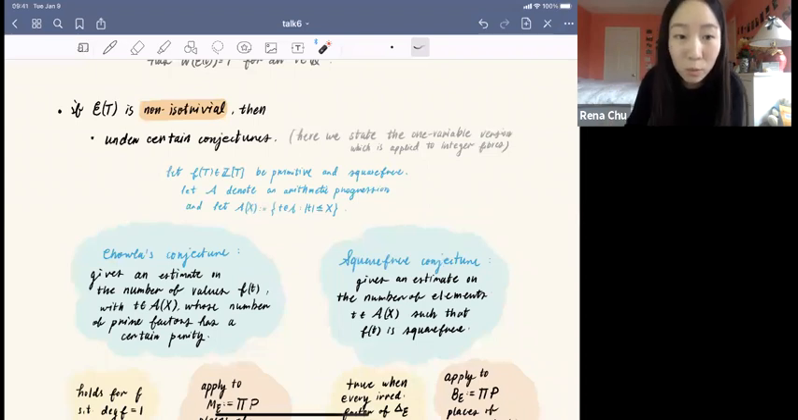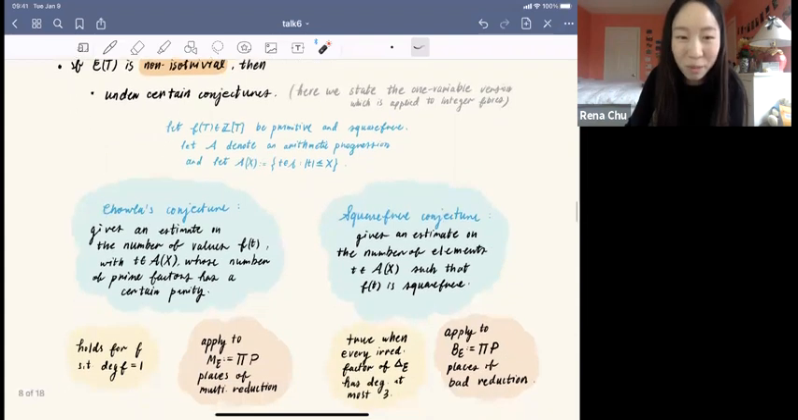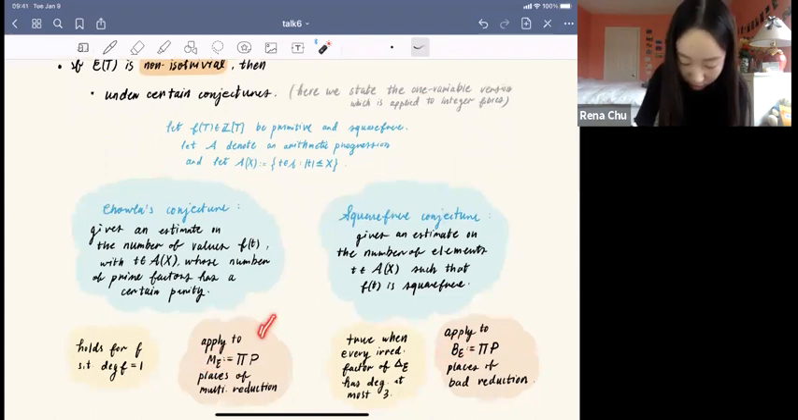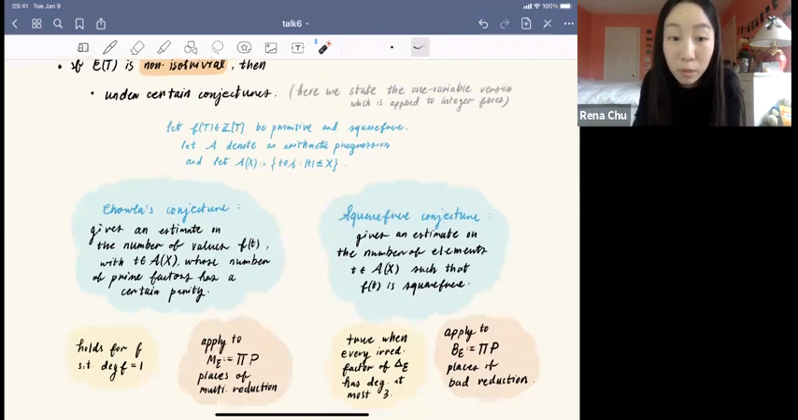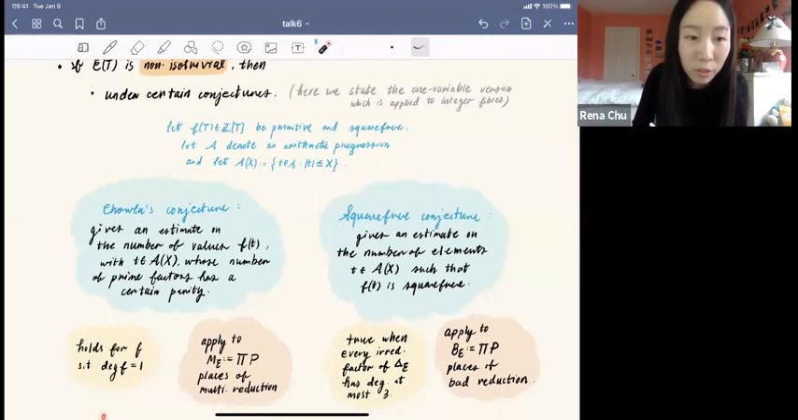So now you may ask, what does this have to do with what we're talking about? Essentially, we want to apply these conjectures to these two polynomials, respectively: Chowla's conjecture to the product of the places of multiplicative reduction, and the squarefree conjecture to the product of the places of bad reduction. I just want to make a note that Chowla's conjecture actually holds for polynomials of degree 1, and squarefree holds for degree at most 3.